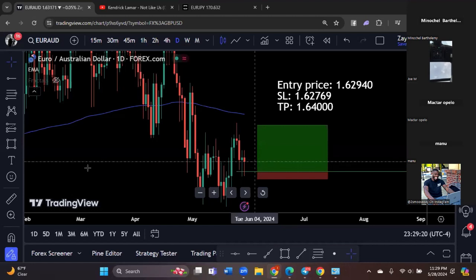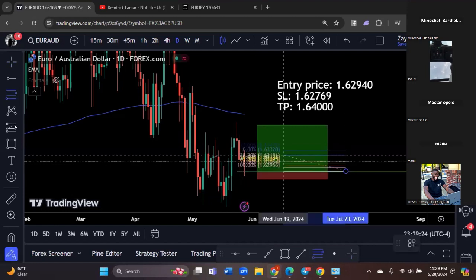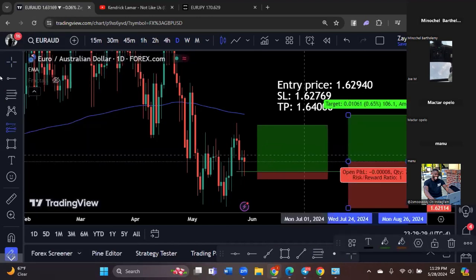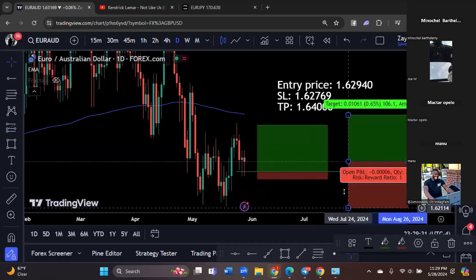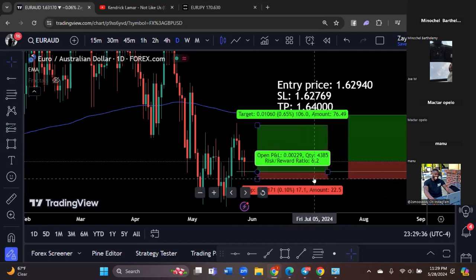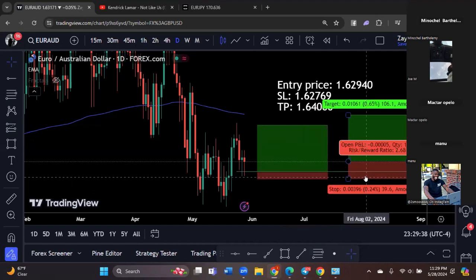But that just means you're going to be risking a lot more compared to the person that got in here. So now instead of risking 17 pips, you're risking 39 pips.